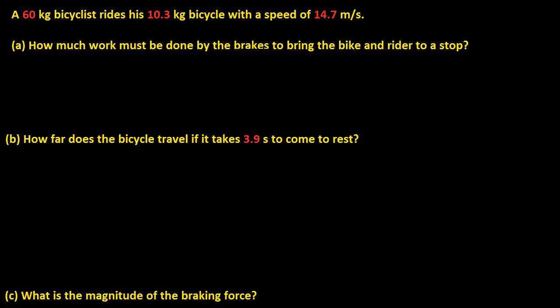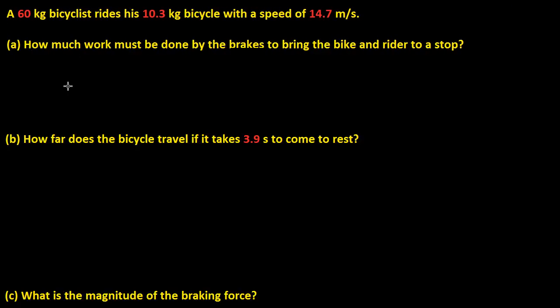Hi, so we have a bicyclist problem, and this guy is riding his 10.3 kilogram bicycle with a speed of 14.7 meters per second. Part A is asking how much work must be done by the brakes in order to bring the bike and the rider to a stop. Let's figure out the combined mass because this is the bike and the rider. So the combined mass is just 60 plus 10.3, so it's just 70.3 kilograms.